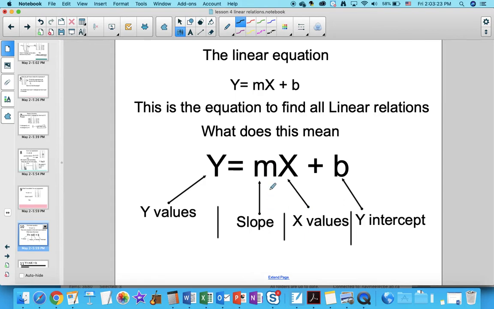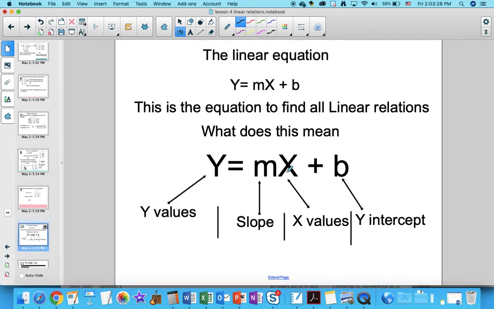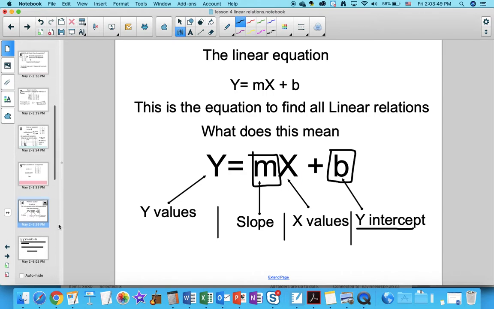Now, the slope is unique to each pattern. Different tables may have different slopes. So you'll have a number here. You'll have a number here. And the b, we call this the y-intercept. And when we show you how to find the equation for graphs, you'll see why it's called the y-intercept. Because intercept means to hit or crash into or come across. Right? So let's move forward. So we know y is the y values, m is the slope, x is the x values, and b is the y-intercept.